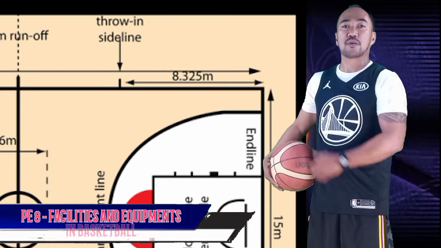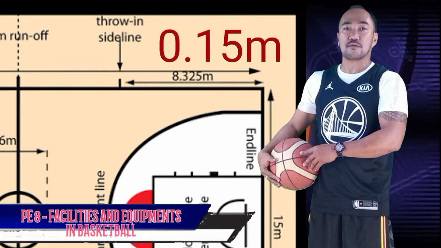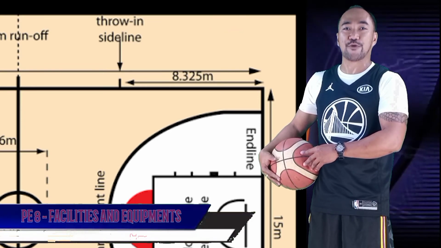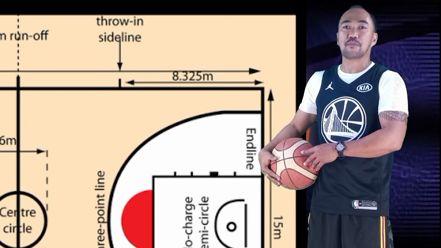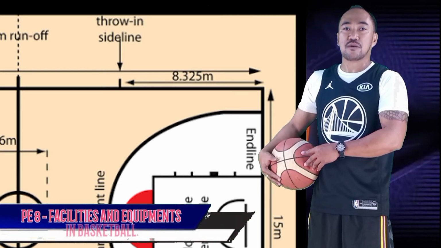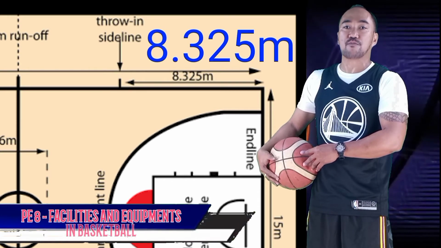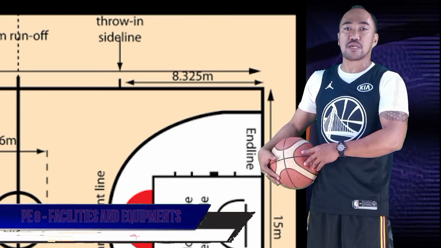Throwing the line. The two lines are 0.15 meter long and marked outside the playing court at the sideline opposite the scorer's table. The outer edge of the lines is 8.32 meters from the inner edge of the nearest end line.